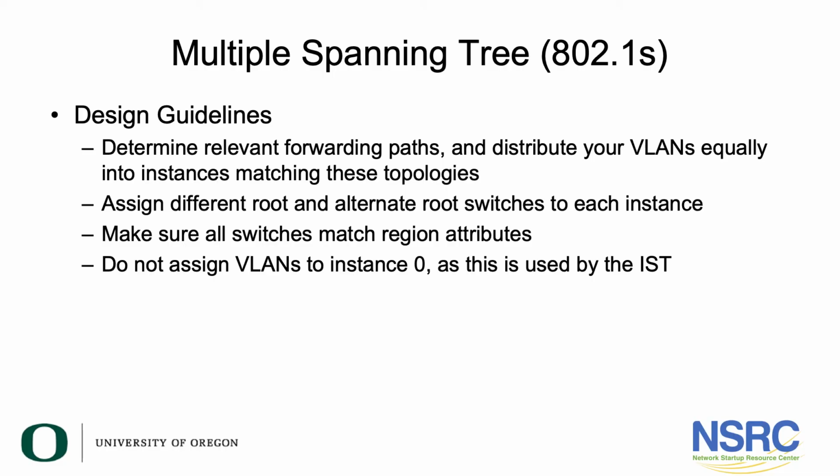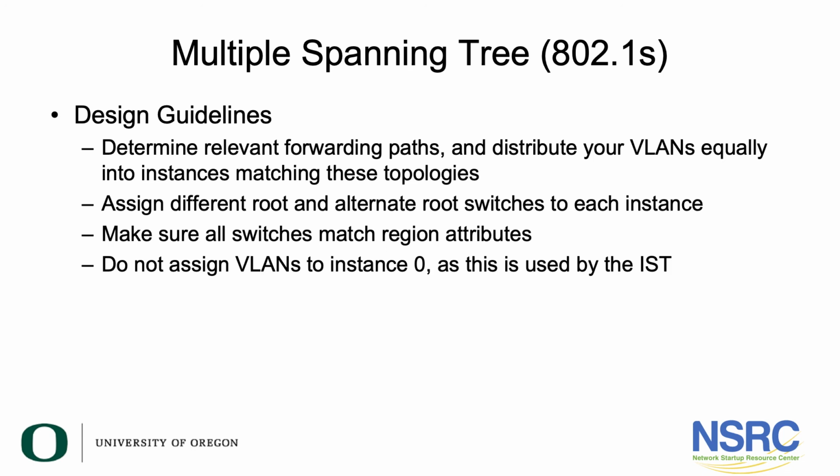So if you're going to design something like this with multiple spanning tree and you plan to try and load balance using these VLANs, there are some design guidelines that you should think about. The first is you need to determine the relevant forwarding paths and try to distribute your VLANs equally into instances matching these topologies. Of course, you need to take into account how much traffic a particular VLAN carries, not just the number of VLANs, but how much traffic you expect on that particular VLAN. Then you need to assign different root and alternate root switches to each instance.